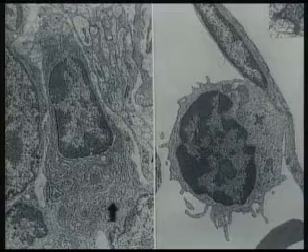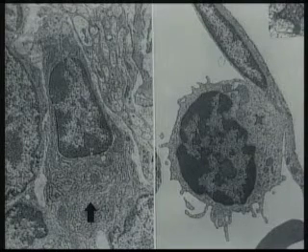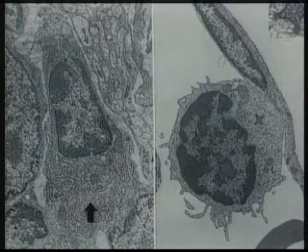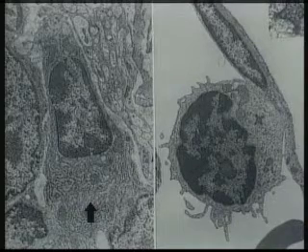And on the left we have an electron image of a plasma cell. A plasma cell is an antibody-secreting cell. It's not in the bloodstream. It's located in the connective tissues, and just by inspection you can see a radical difference between the cytoplasmic components of these two cells.